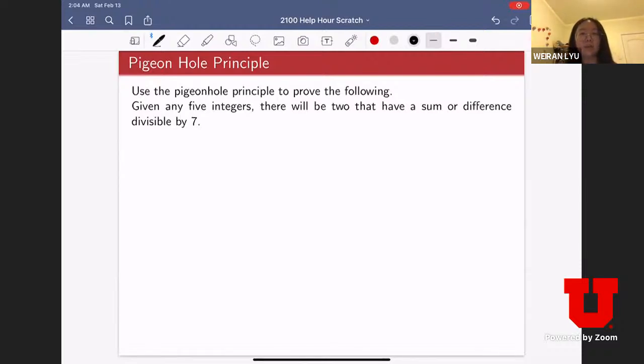The pigeonhole principle says that if m times n plus 1 objects are distributed among n containers, then there must be some container containing at least m plus 1 objects. So if you have m times n plus 1, that's your total objects, and you distribute them among n containers, or n boxes, there must be some container containing at least m plus 1 objects.